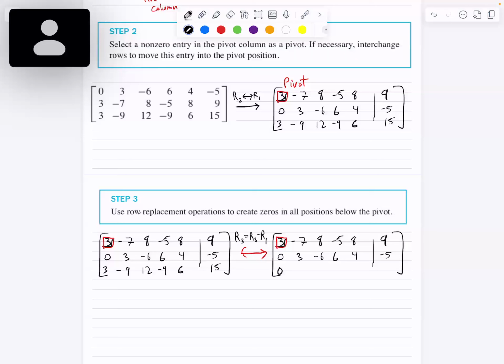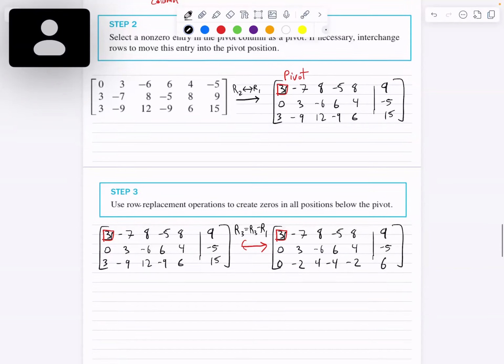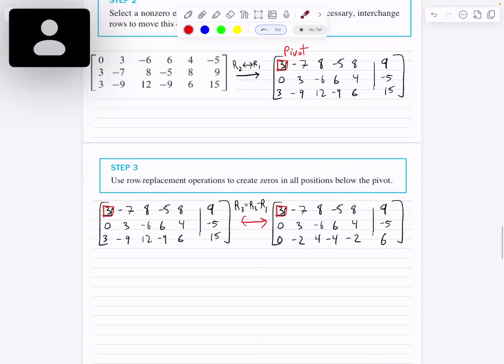Then -9 minus 7. Minus -7 is plus 7, so -2. Then 12 minus 8 is 4. -9 minus -5 is -4. And then 6 minus 8 is -2. And 15 minus 9 is 6. And so that gives us our first pivot column with zeros below it.